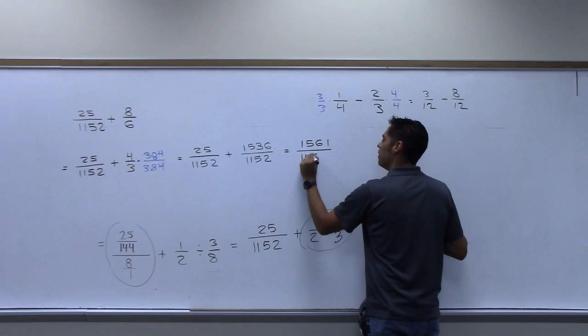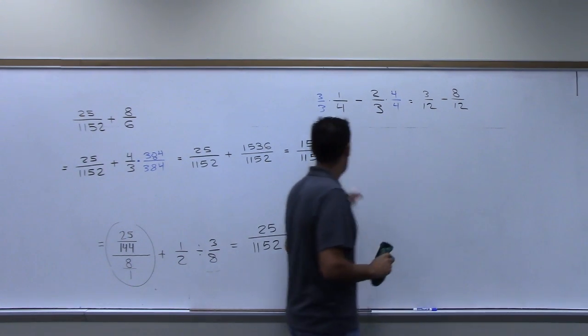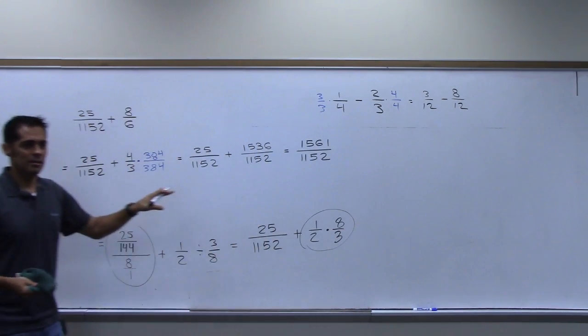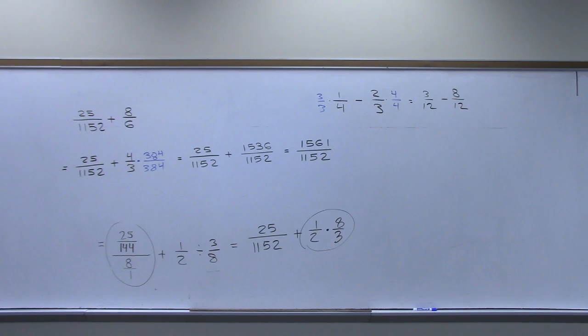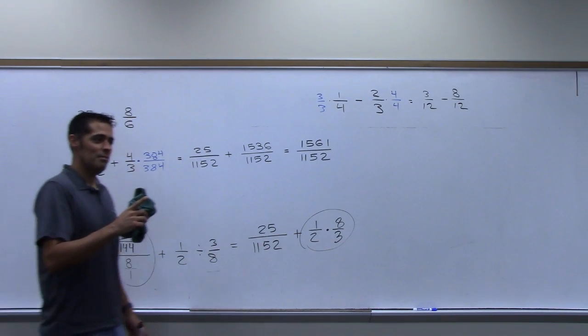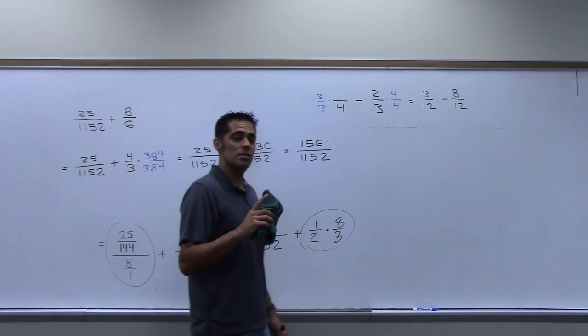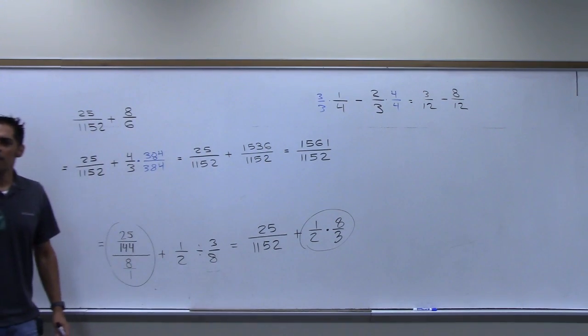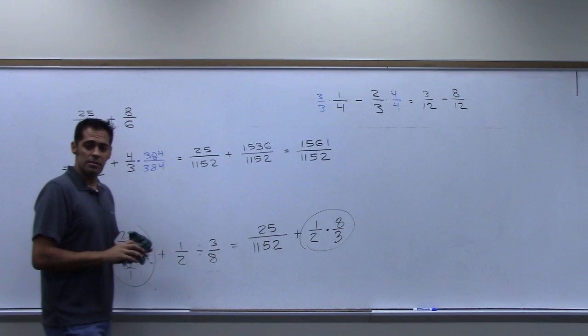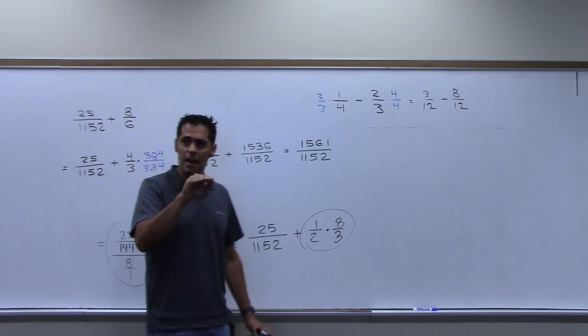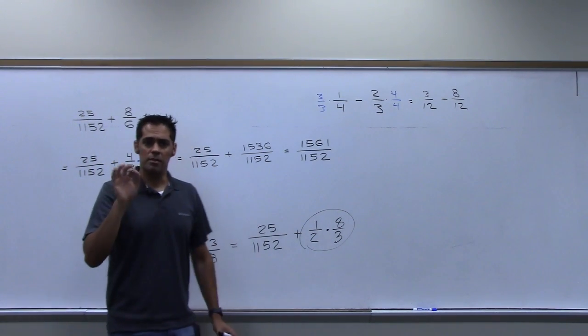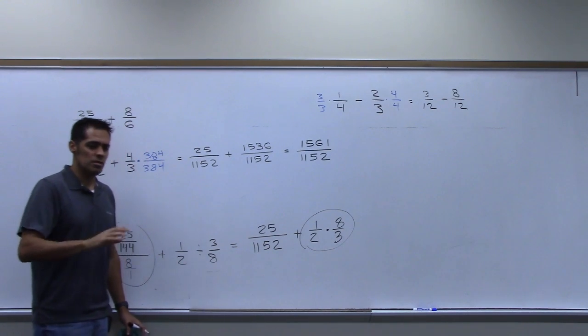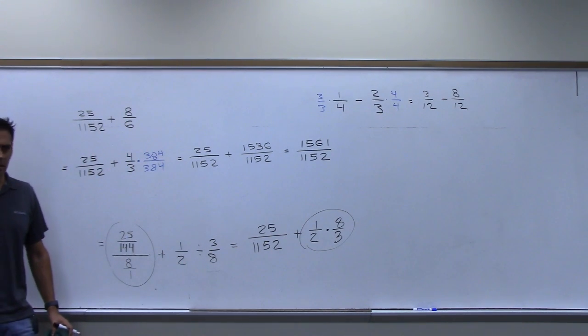Over 1152. Did anyone try to reduce that? No, it doesn't go. Did anybody check their answers with the solutions? You know what I'm talking about, right? I put the solutions up yesterday, maybe earlier. If you go to class files in Canvas, click on files, there's now a document in there that has the solutions to the entire packet.